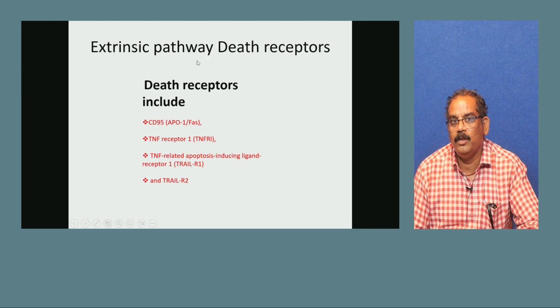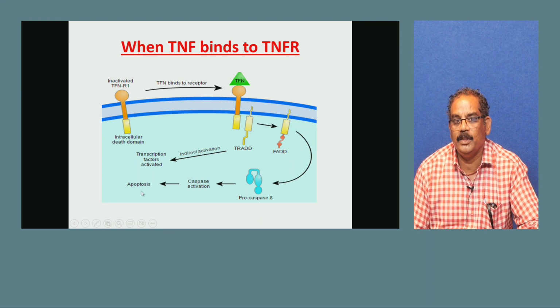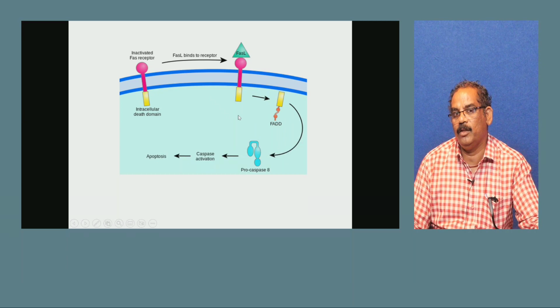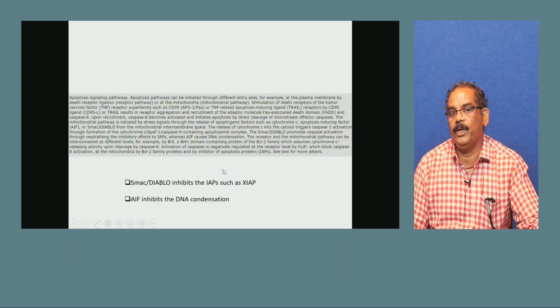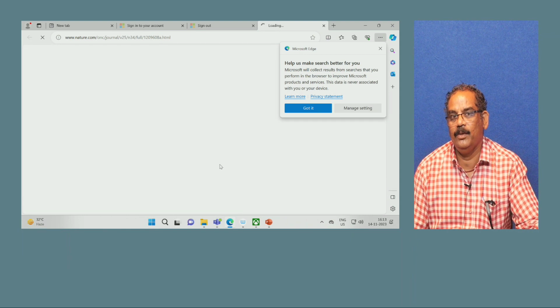Apoptosis is of two types. The extrinsic pathway is mediated by CD95, TNF receptor, TRAIL receptor 1 and TRAIL receptor 2. When TNF binds to the TNF receptor, it will activate caspase 8 and apoptosis. So it's a kind of external. Similarly, Fas ligand binds to the Fas receptor and activates pro-caspase 8. And internal means the stimulus is present inside only.